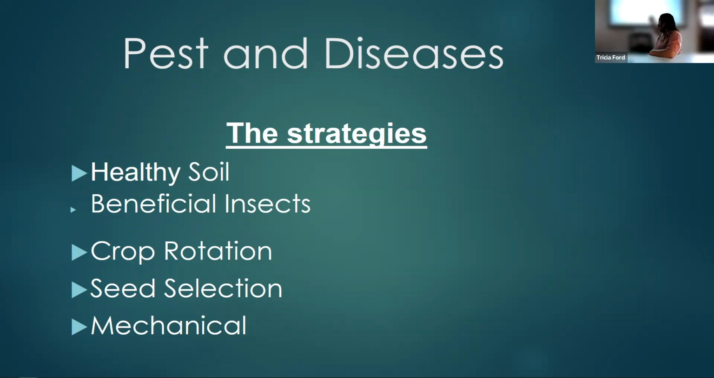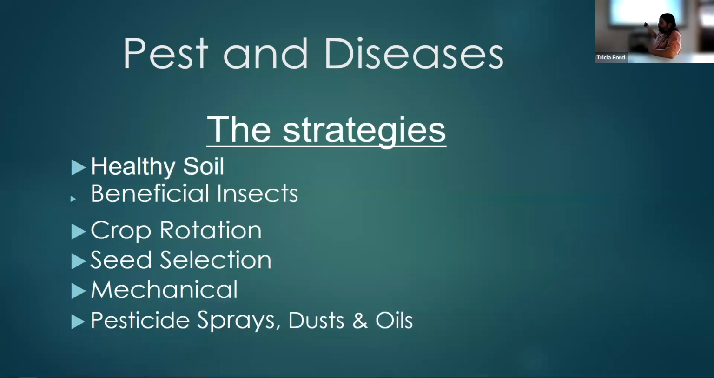So healthy soil, beneficial insects, crop rotation, seed selection, mechanical, those are the strategies first and foremost to prevent things from happening. Then the next one, sorry, is pesticide sprays and dusts and oils. And that's your typical toolbox. These are all things in your toolbox, but these are the products that you're going to need to have on hand, ready to go.